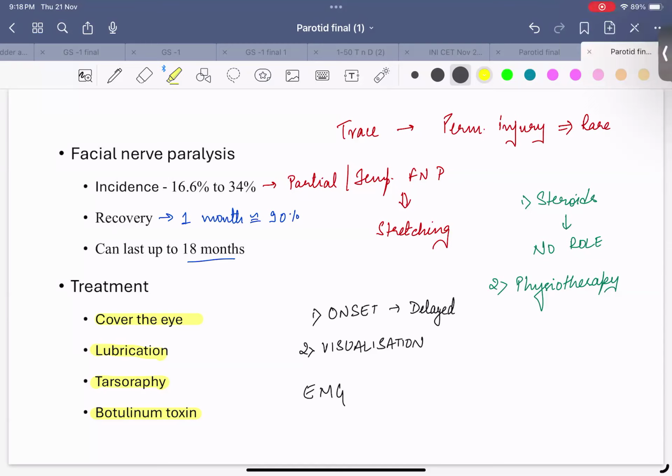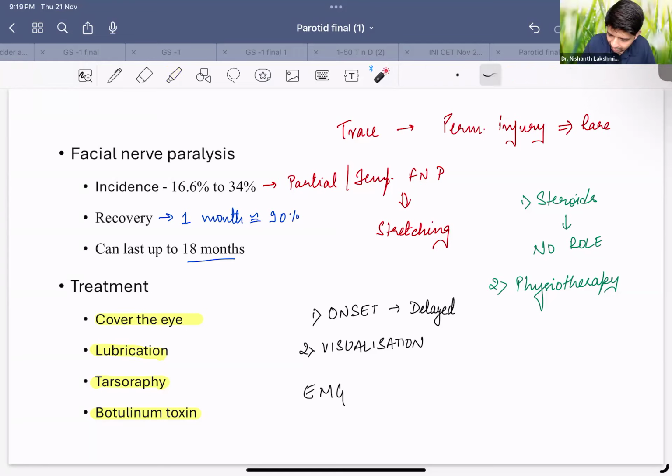Okay. Can anyone say what Nishant has given as the figures for partial or temporary paralysis? What is the incidence of permanent paralysis after parotid surgery? Less than 5%. Homework. Nishant, I will give them homework. Yes, sir. Whenever we don't know the answer, at least from my side, I give it to you as homework.